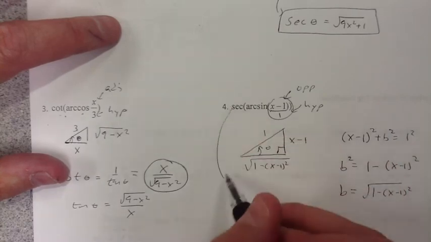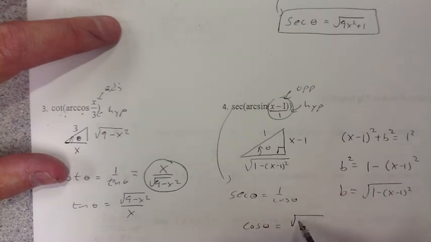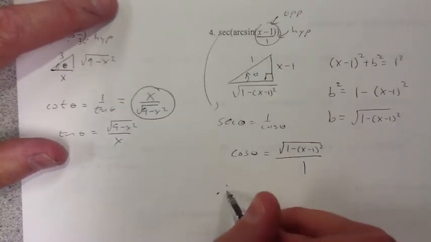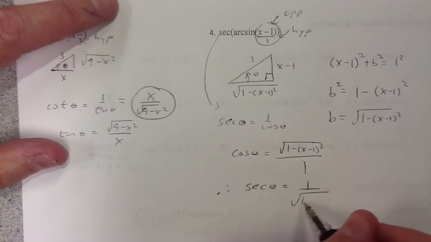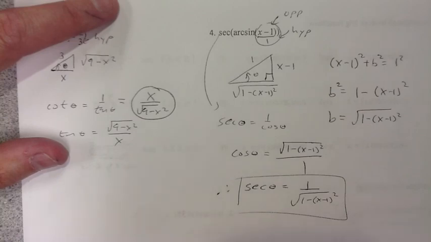And now I want the secant. Now again, nobody knows secant of theta, but again it's 1 over the cosine of theta. And we do know cosine of theta is the adjacent, the square root of 1 minus (x minus 1) squared, over the hypotenuse 1. So that gives us our secant of our angle being 1 over the square root of 1 minus (x minus 1) squared. And there is our answer.